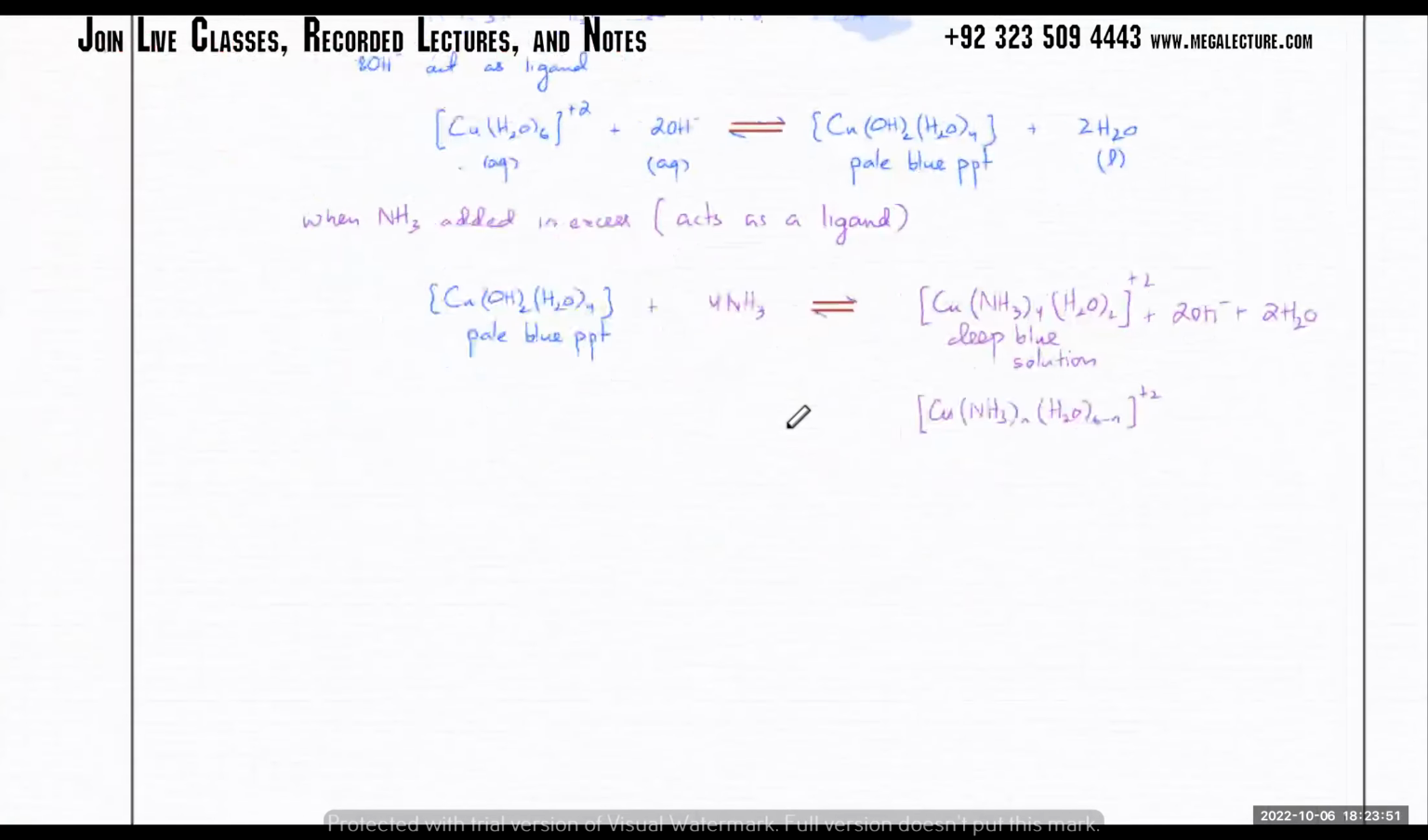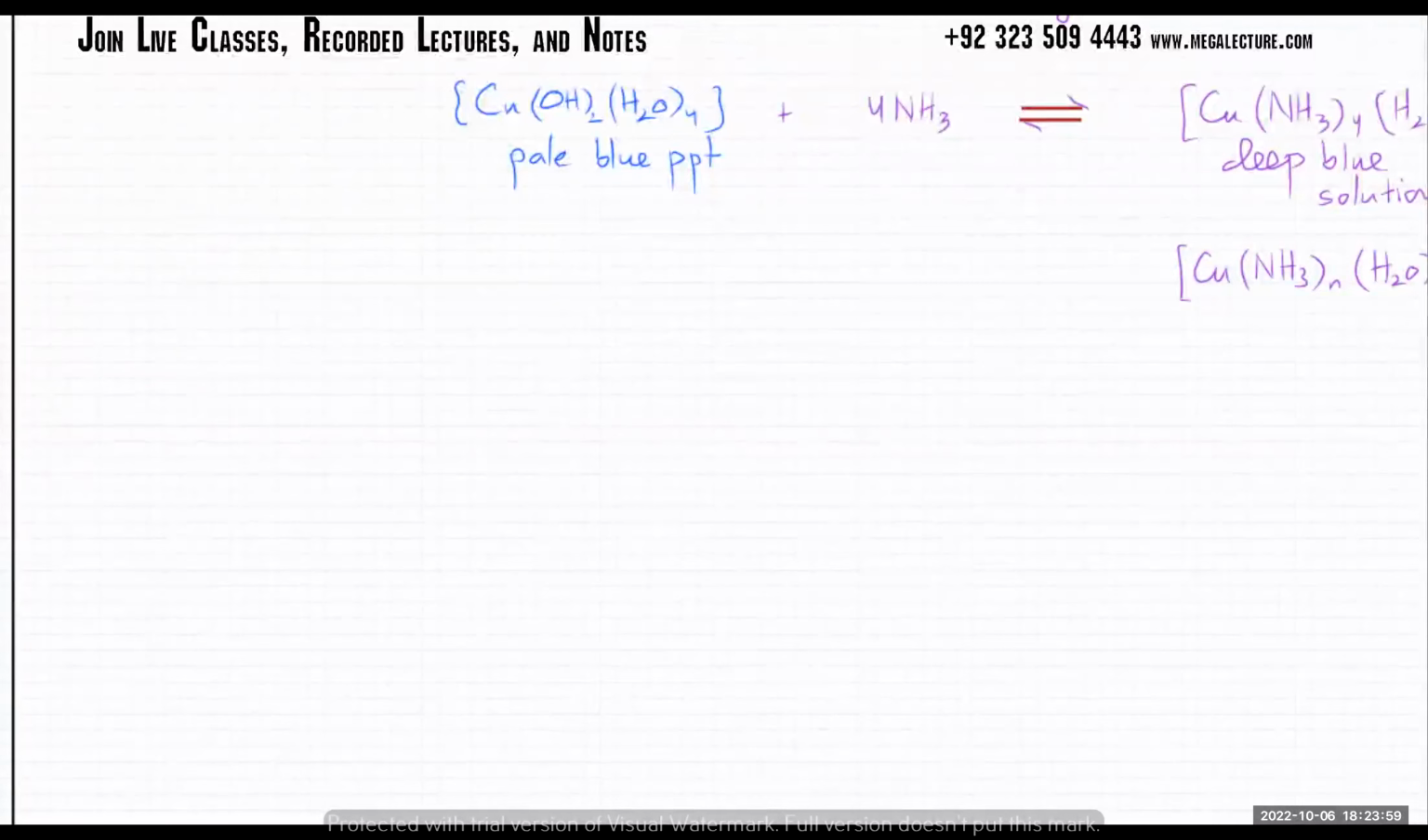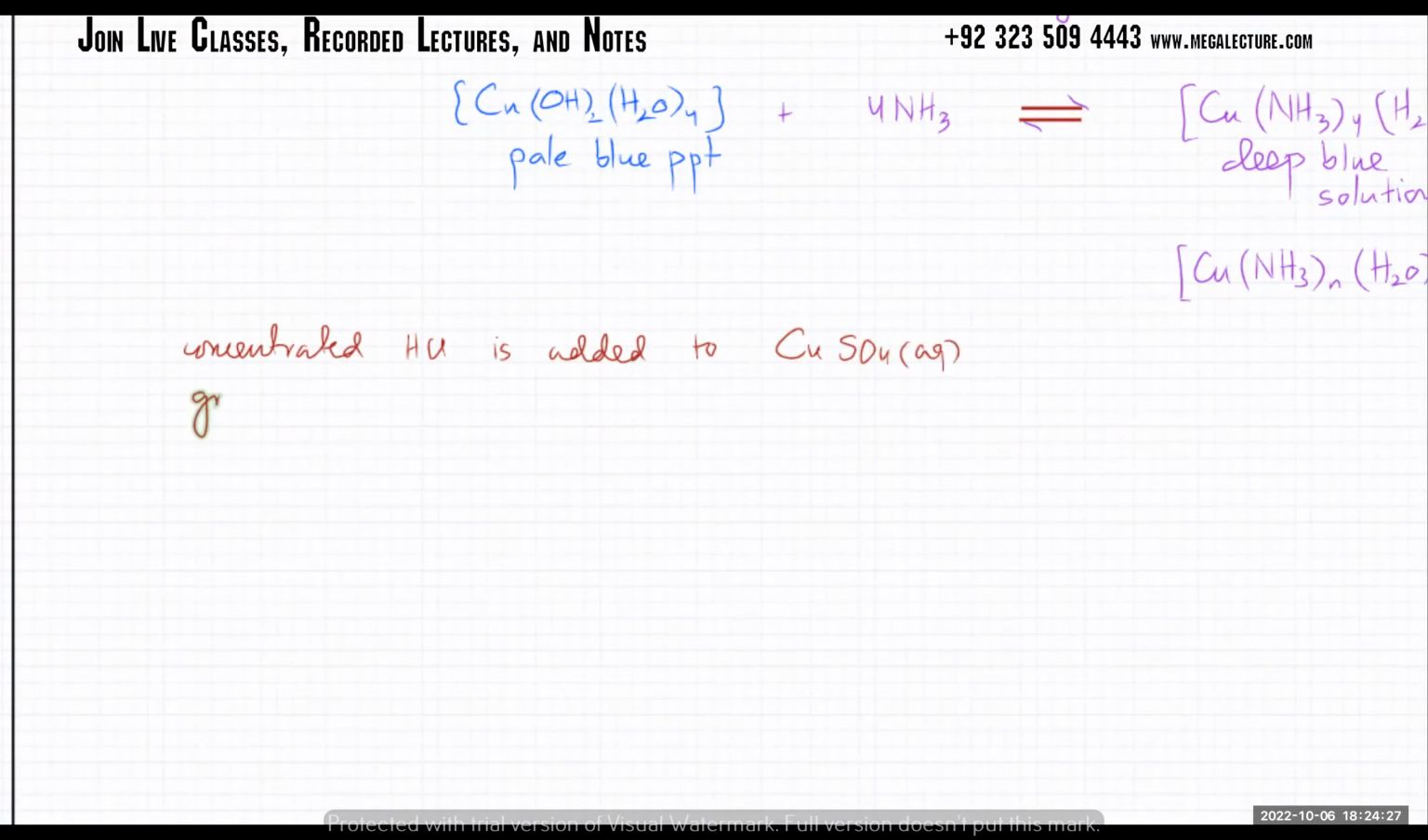Then the very last one is, if you add concentrated HCl. So what happens when you add concentrated HCl? It's pretty obvious. The Cl ligands will replace it. So concentrated HCl is added to copper sulfate aqueous. What happens now is a greenish yellow solution is formed.